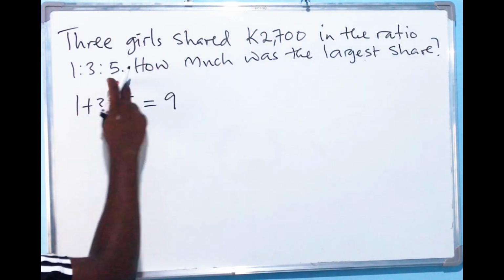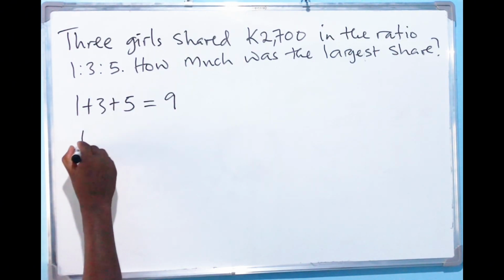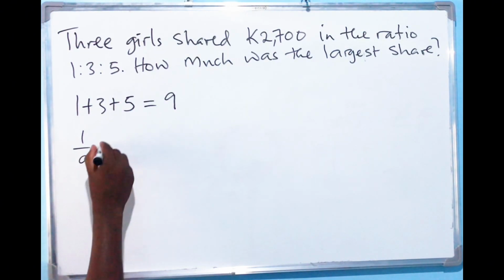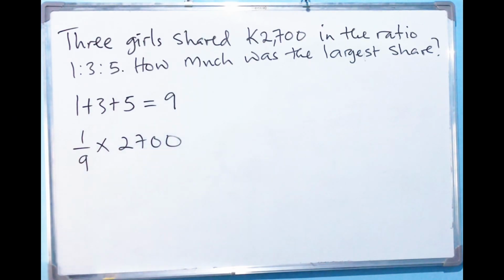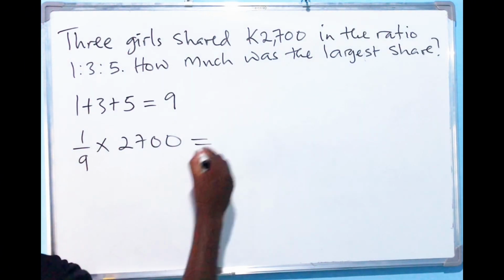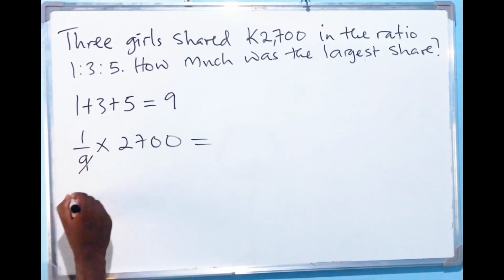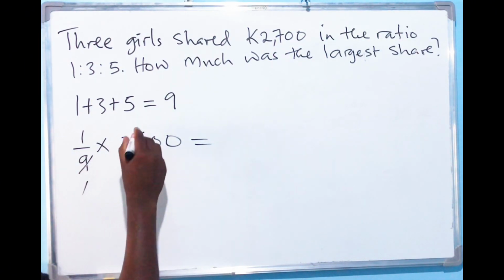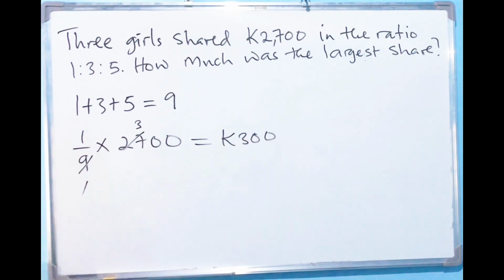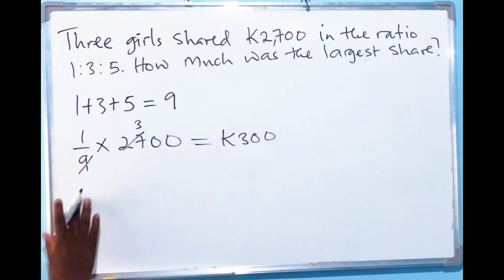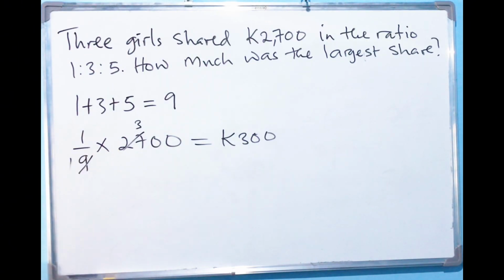So now pick the first ratio, which is 1. We'll say 1 over 9 multiplied by 2,700. Here we can find the answer quickly, because 9 into 9 is 1, and 9 into 27 goes 3 times. So the first one got 300 kwacha. It's quite easy.